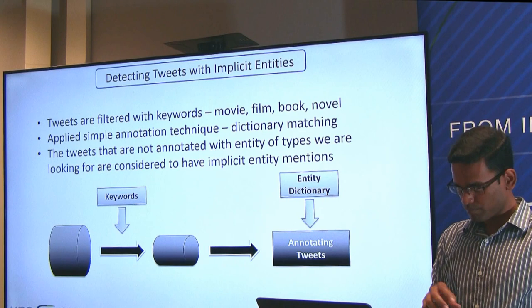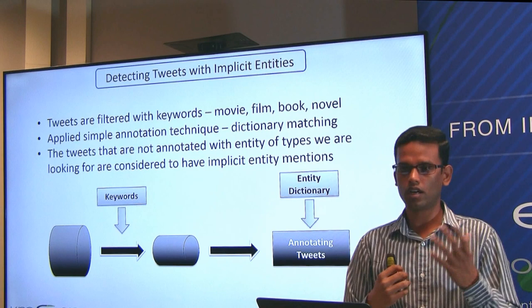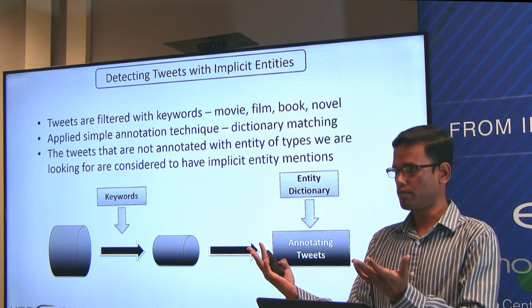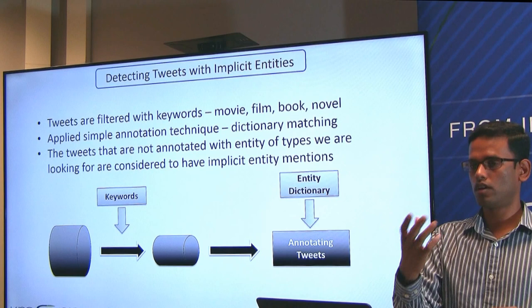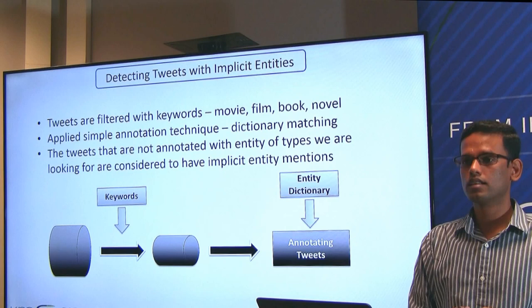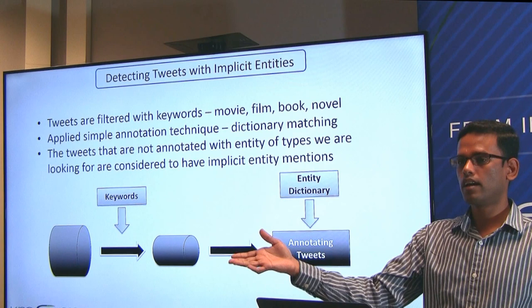Now we have collected knowledge and modeled that knowledge to represent entities. The next task is, if you give me a tweet, I first need to identify that it has an implicit mention, right? So how we did that was, we streamed the tweets based on, let's say I'm interested in movies, I use keywords like movie and film and stream the tweets and then annotate these tweets for explicit entity mentions. And if you don't have an explicit entity mention, then it goes to my algorithm to consider whether there's an implicit entity.